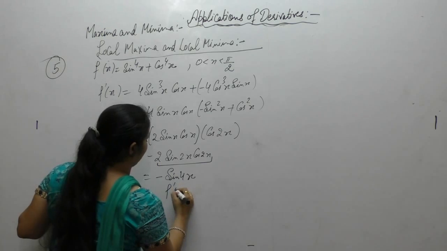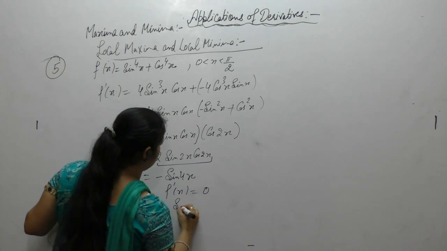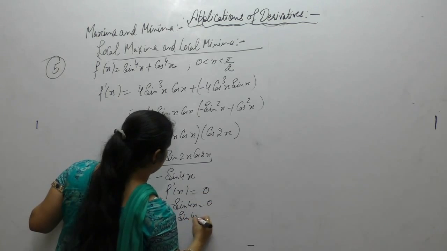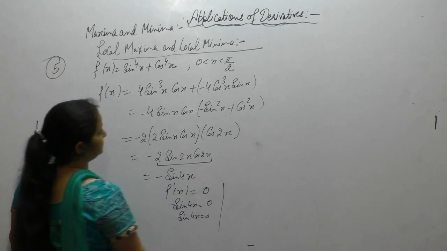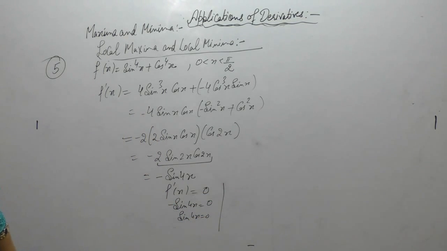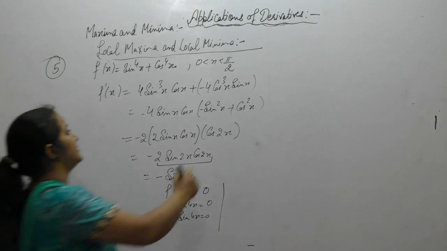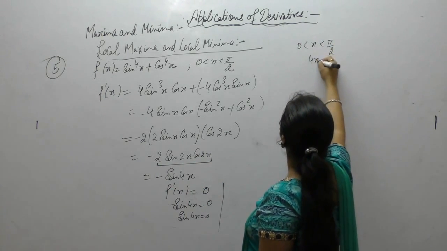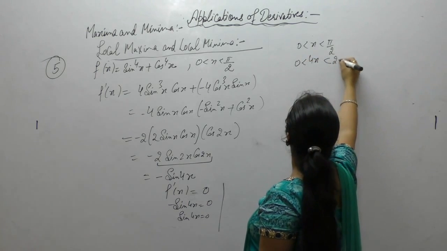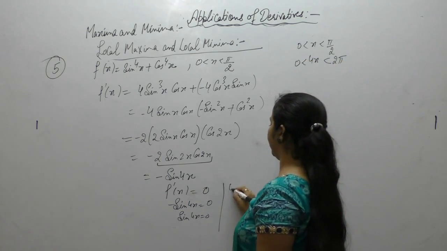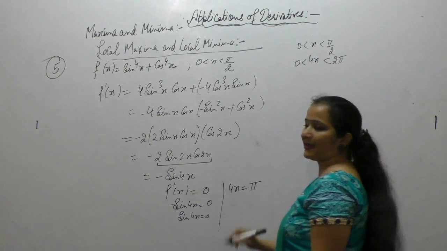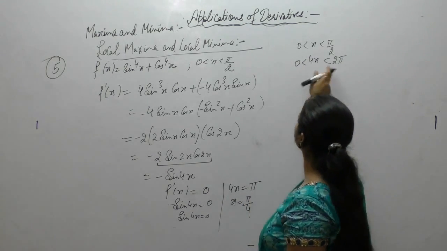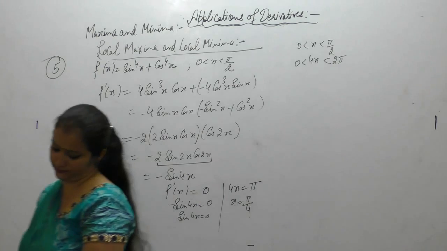Now put f dash x equals 0. Zero is less than x less than pi by 2. Multiply by 4, so 2 pi. So we write it as sin pi, which is also 0. So we get x as pi by 4, which lies between this value.